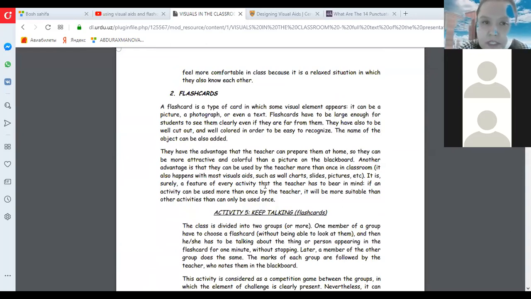So flashcard is a type of card in which some visual element appears. It can be a picture, a photograph, or even a text. Flashcards have to be large enough for students to see them clearly, even if they are far from them. They have also to be well cut out and well colored in order to be easy to recognize. The name of the object can be also added. They have the advantage that the teacher can prepare them at home so they can be more attractive.